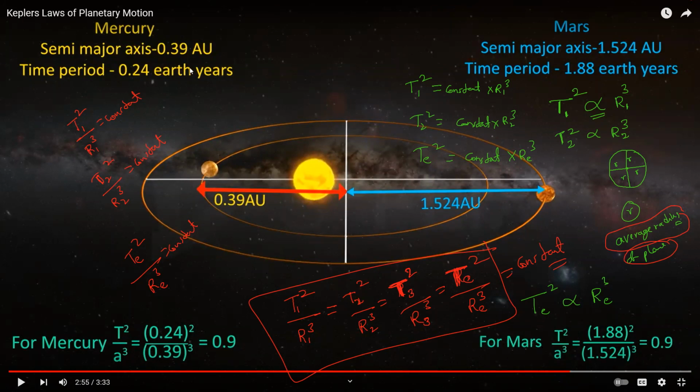Then can we say T square is proportional to R cube? Yes. That is Kepler's third law, and it is the same for all the planets. For every planet, it is the same. Okay.